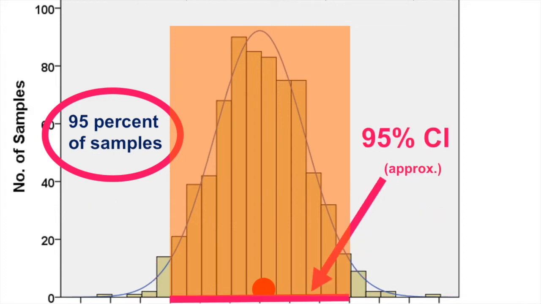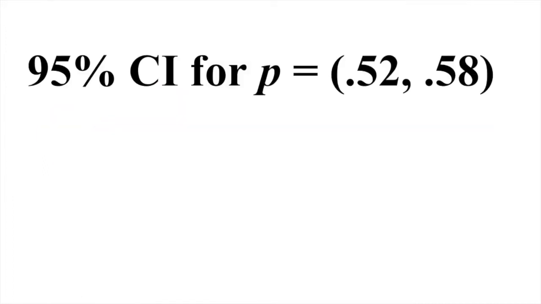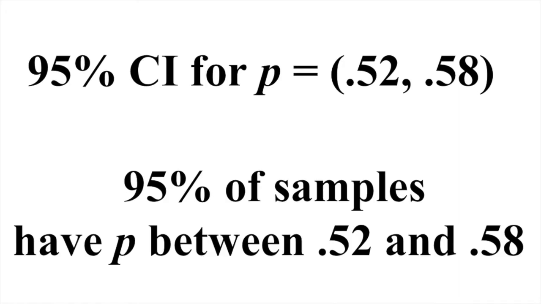So we draw the 95% confidence interval, which indicates that 95% of samples have values of p that fall within this interval. And we can write our conclusion as shown here. So 95% CI, the confidence interval for p, equals (0.52, 0.58). This statement means what we saw on the histogram: 95% of samples have a p between 0.52 and 0.58.